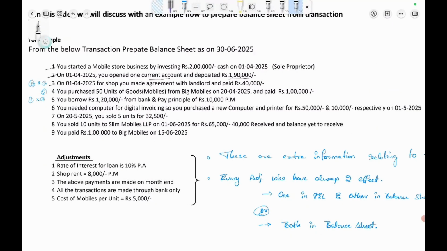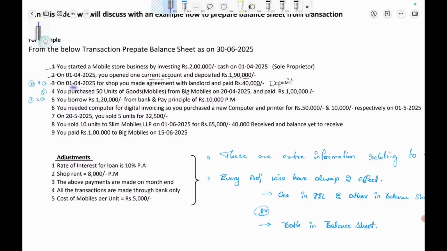Now the third one. Before beginning this transaction, check the adjustments, because we have marked the adjustments here. Check whether these adjustments come before the transaction or after the transaction. If it is after the transaction, you can pass this transaction. If it comes before the transaction, then you have to pass this transaction only after the adjustment. Here, adjustment number 2 says shop rent 8,000 per month. It is made on month end, but the transaction is happening on 1/4/2025. That means this transaction is happening first. So we will pass the transaction first.